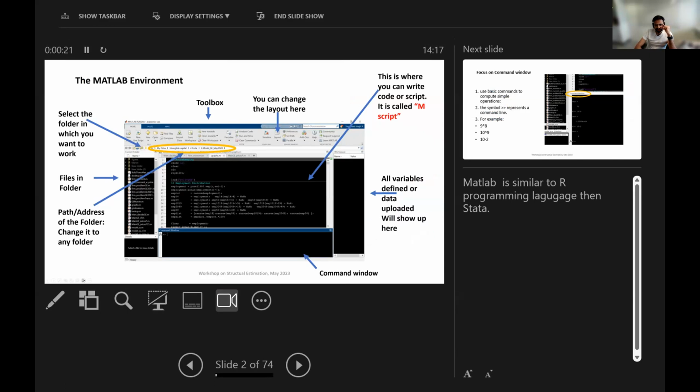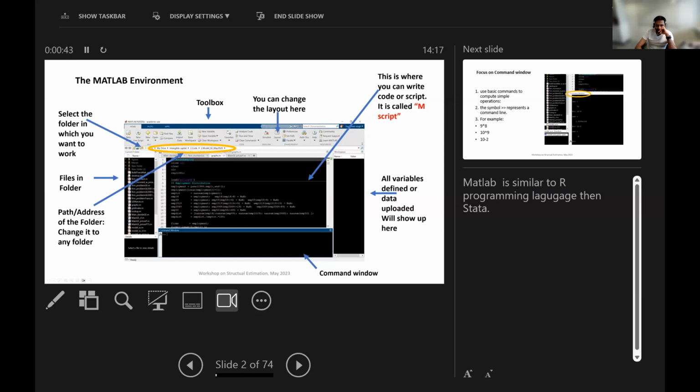This is how the interface of MATLAB looks like. It's a 30-day trial version. You should download it and see how it works a bit. And of course, there are always open versions that are available to use. So this is how a window of MATLAB looks like.